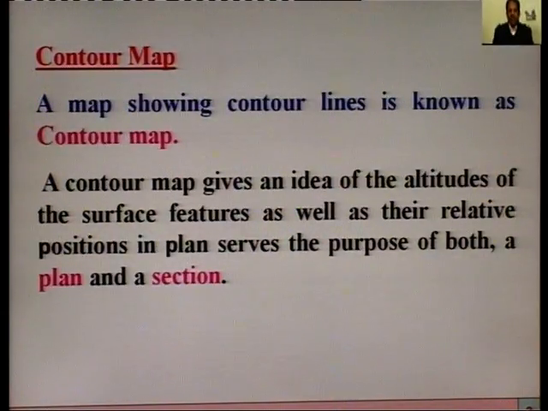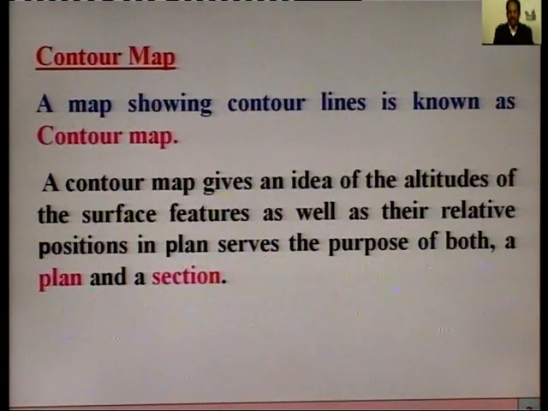Now we come to the contour map. You know the difference between a map and a plan. We will study the contour map. A map showing contour lines on it is known as a contour map. A contour map gives an idea of altitudes. Altitude means reduced levels or levels of the surface features.